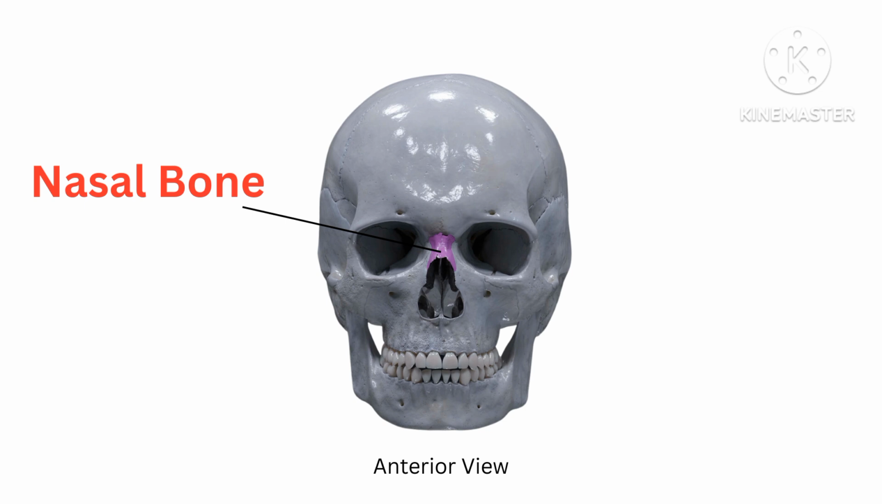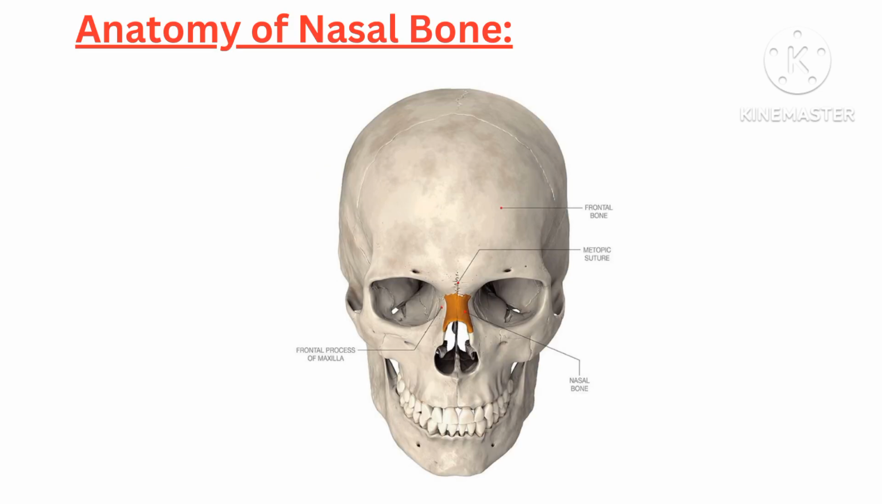The nasal bones are a pair of small, rectangular-shaped bones located in the upper central part of the face. They form the bridge of the nose and contribute to the upper portion of the nasal cavity. Though small, they play a crucial role in providing structural support to the nose and serve as attachment points for various facial muscles. The nasal bone articulates with four bones.